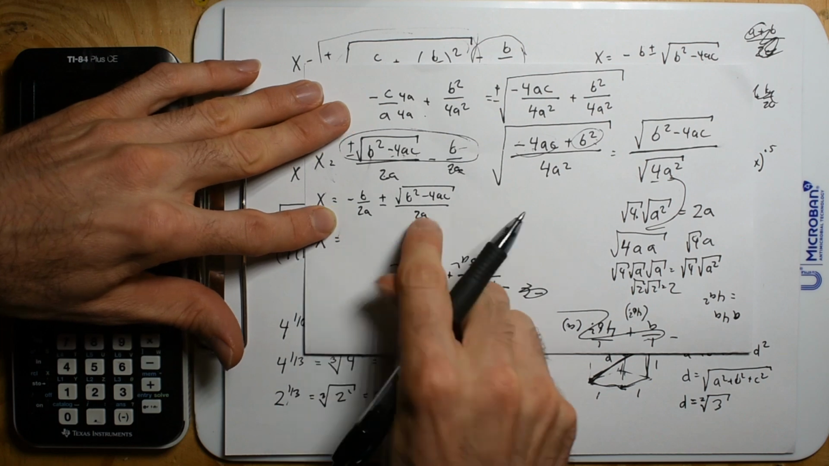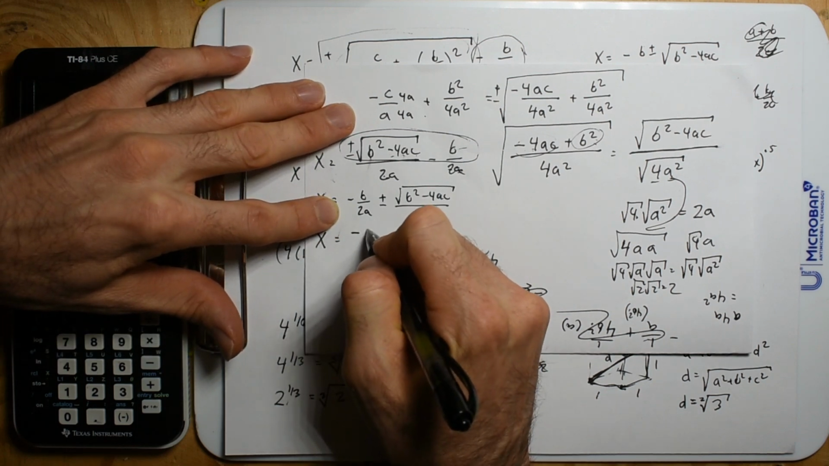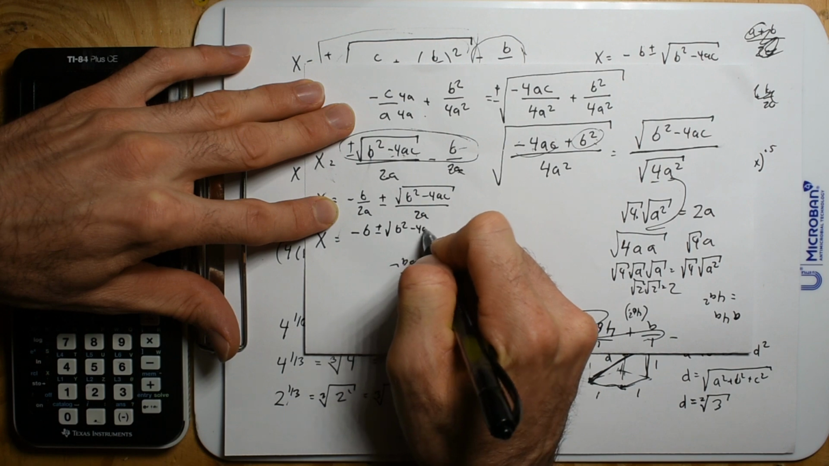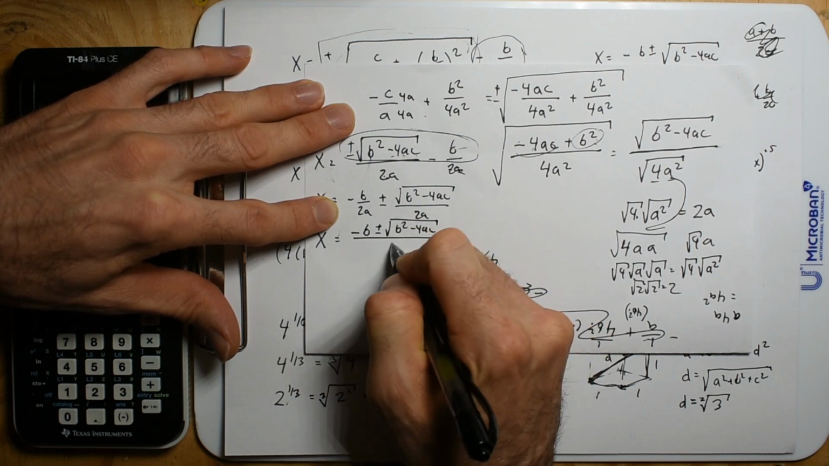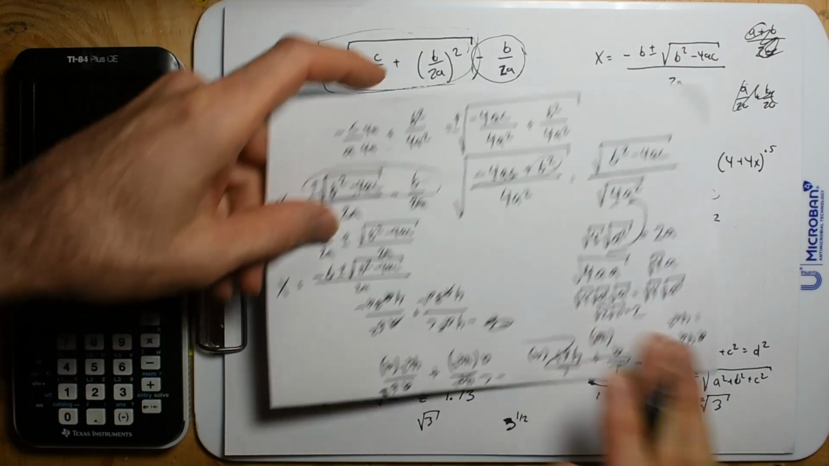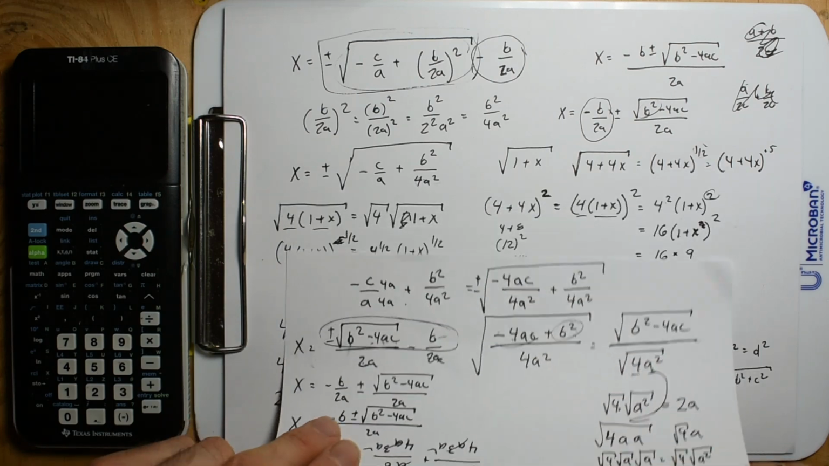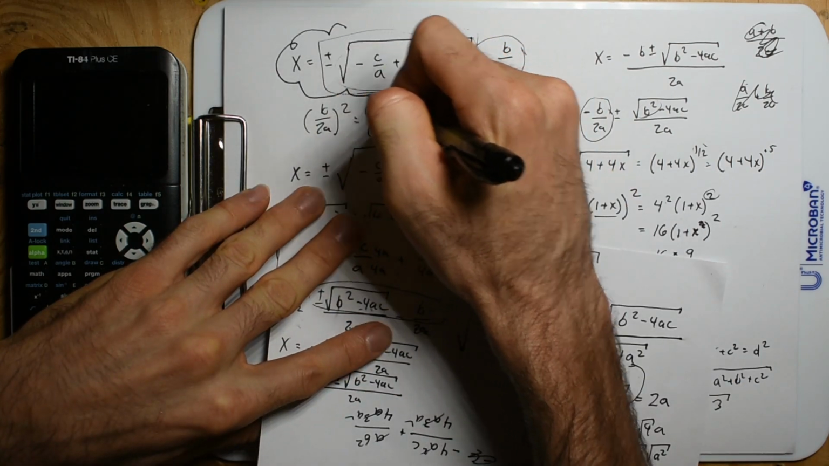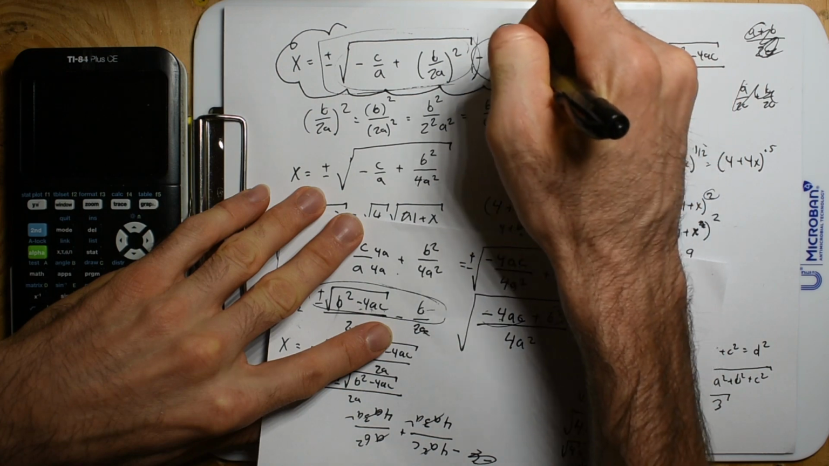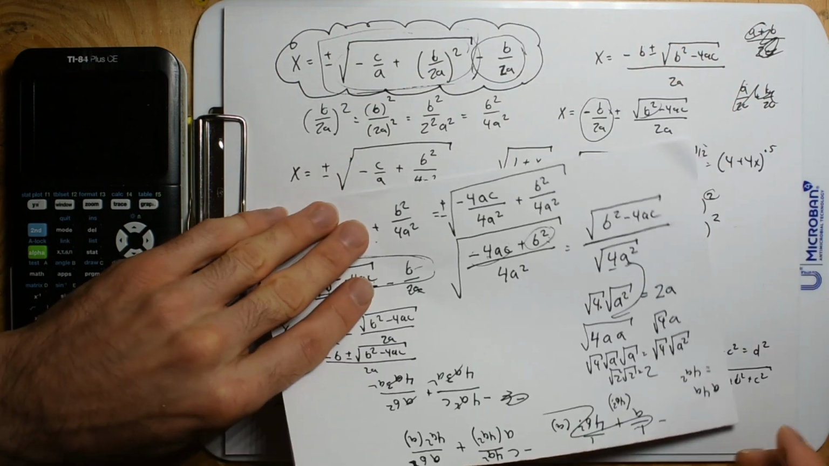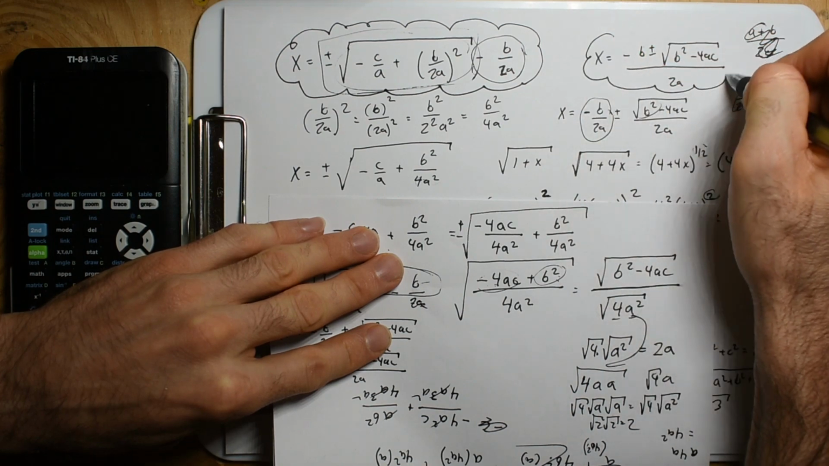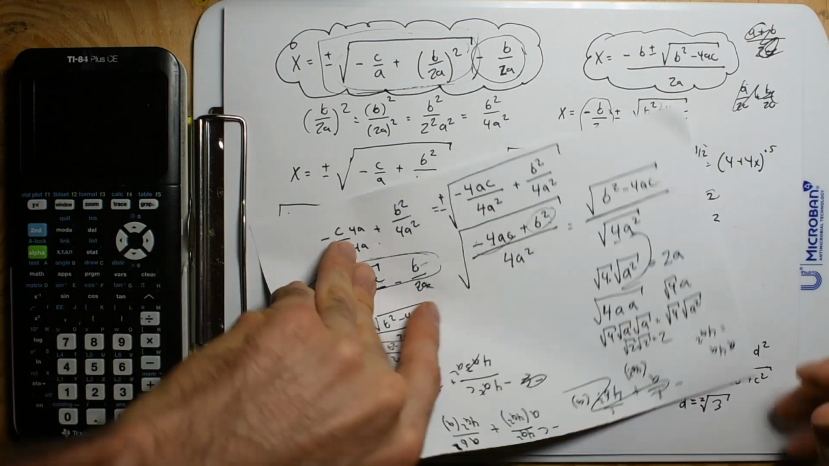We have a common denominator, so we can just add the tops. So we have negative b plus or minus the square root of b squared minus 4ac, all divided by 2a. All right, hell yeah, so we did it. And I just enjoy that I can use this and get there fairly fast, and I can use it as a check on reality of the actual quadratic equation.